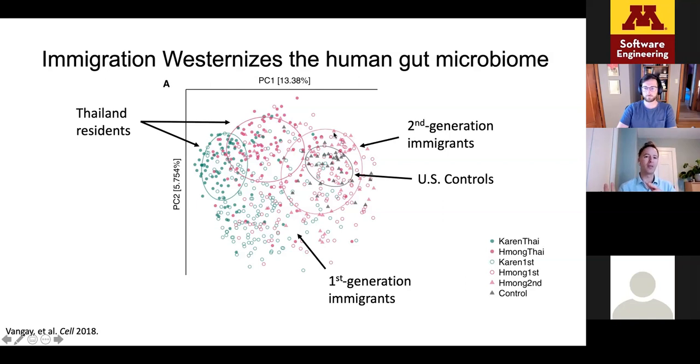So by the time people are in the US for a whole generation, their microbiomes were pretty much overlapping with the US controls.